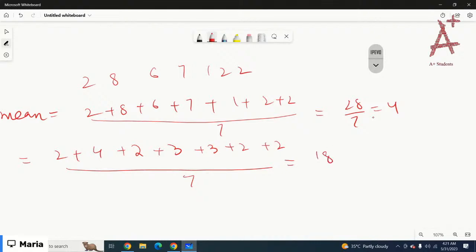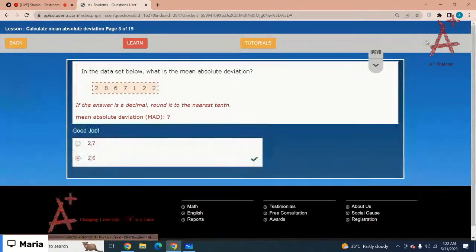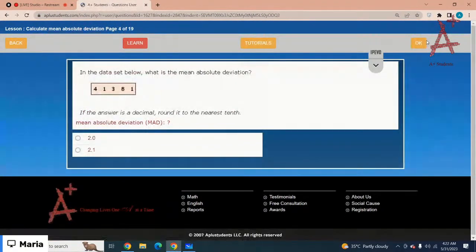It would be 18 over 7, and that equals 2.57, or you can round it off to 2.6. So the correct option is 2.6. Got it? Okay, you can complete the test by yourself later today. Let me just move on to the next lesson.